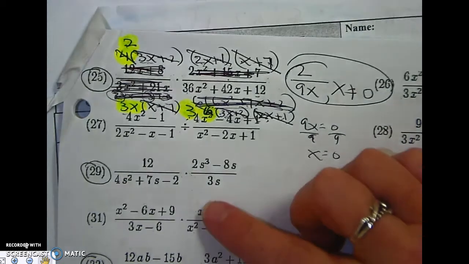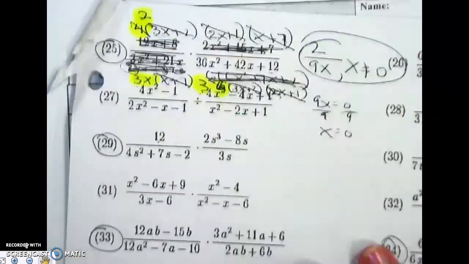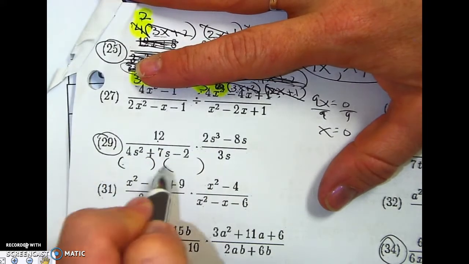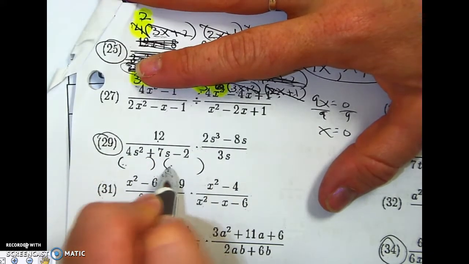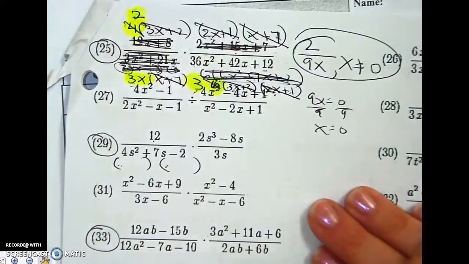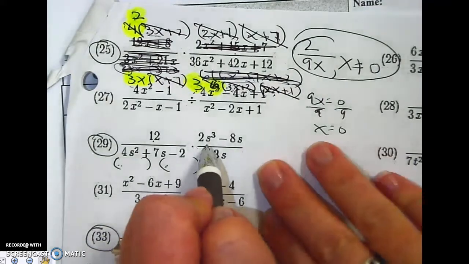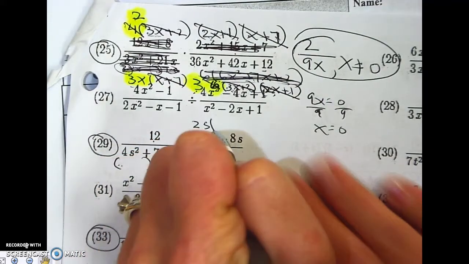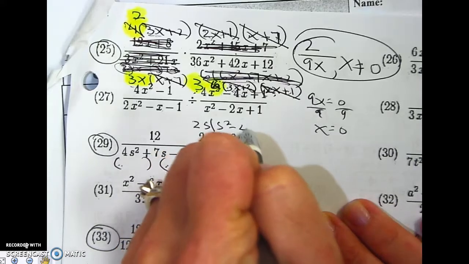Number 29. It's only one number. I can't factor. This one is either 2s, 2s, or 4s and s. I'm actually not sure what to do with that one yet. I feel like this one's easier for me. So I'm going to take out a 2s, and then I'm left with s squared minus 4.